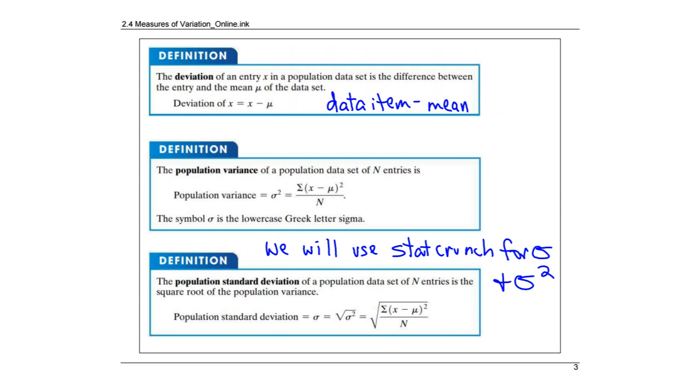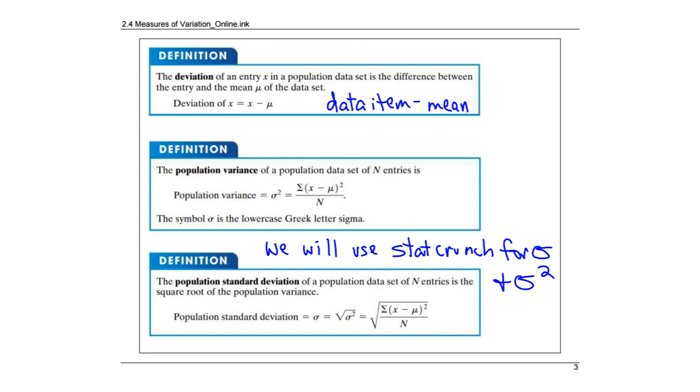Now don't be scared when you see all of these formulas. StatCrunch is going to do all the work. Whenever we see variance or standard deviation, we are definitely going to let StatCrunch do that work because it's very time consuming. But what we're going to look at is just a few vocabulary and symbols. Deviation would be the data item minus the mean, and we're going to work with that more as we go along. Then we have the population variance.